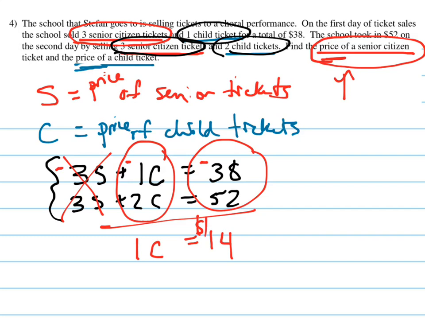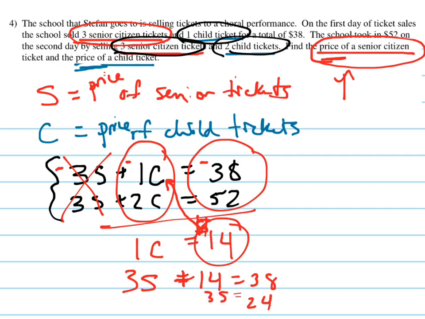$14. So a child ticket costs $14, and that means that the senior ticket cost, plug it back in, plug 14 back in for either equation. I'll plug it in the top one. So 3S plus 14 equals 38. Subtract 14 from both sides. You get 24. 3S equals 24, which means S equals 8.